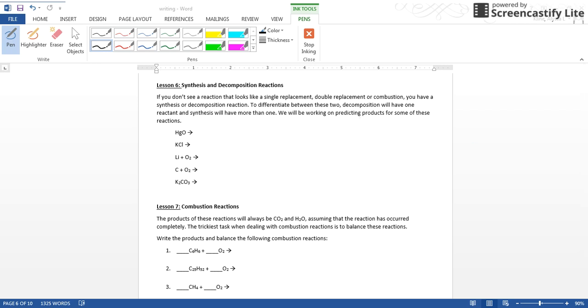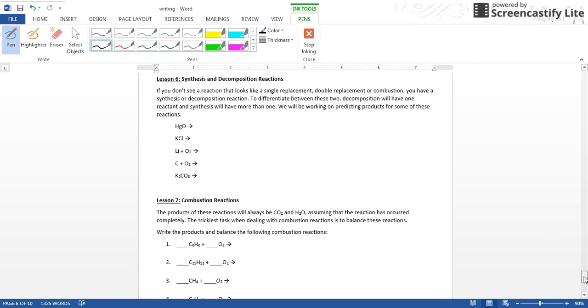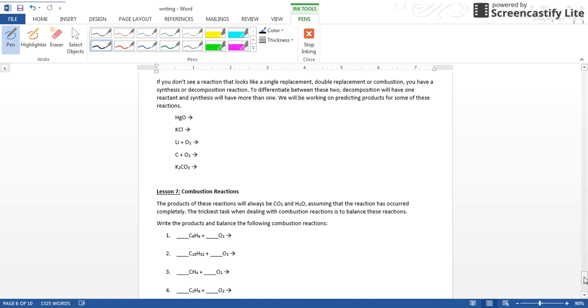Okay, so looking at lesson 6 and 7, we're going to talk about the other three classes we haven't really addressed much: synthesis, decomposition, and combustion. Synthesis and decomposition reactions, if you don't see something that looks like single replacement, double replacement, or combustion, you're looking at one of these two. I think decomposition reactions are the easiest to identify. You only have one reactant. It's the only type that has one.